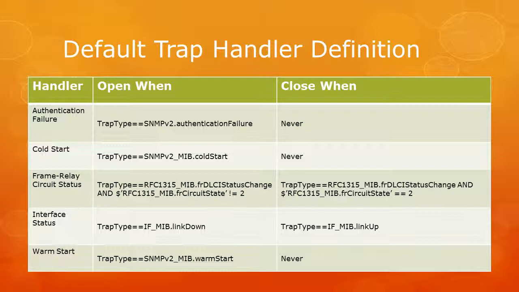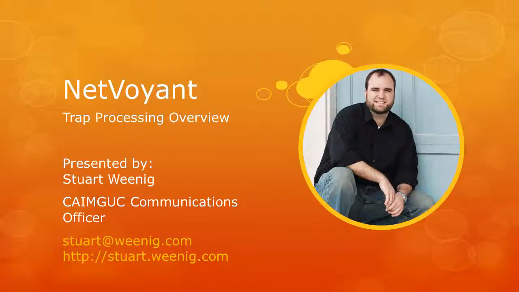Because the thing is, frame relay circuits send out the same kind of trap whether or not it's up or down. It's the FR circuit state binding that indicates whether it's up or down, and whether to open or close the alarm. So this has been my presentation on trap processing in CA NetVoyant.